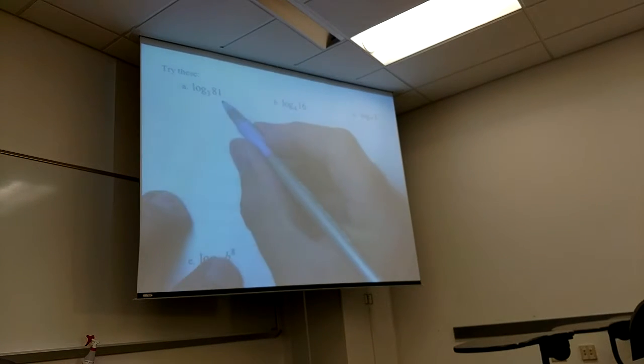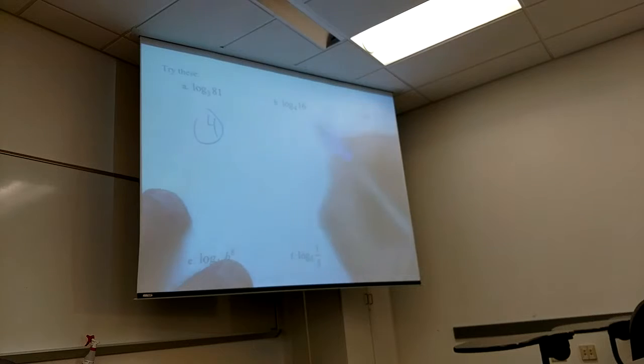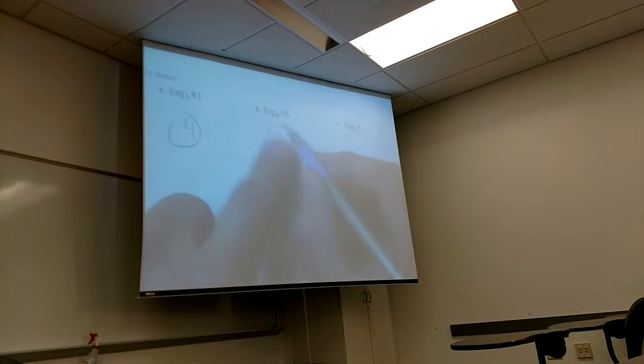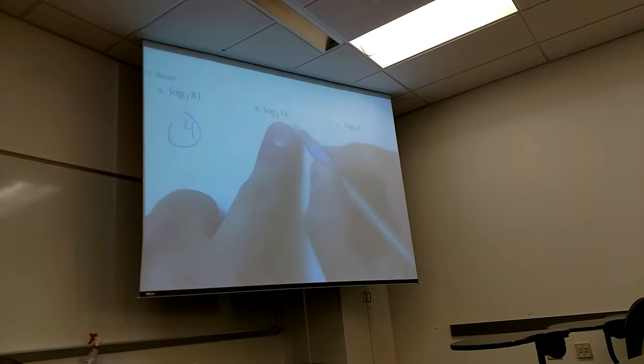So these guys, the first couple hopefully weren't too bad, once you kind of get the idea. So how many 3s multiplied make 81? 4. How many 4s multiplied make 16? 2. And another way to say this is the power that 4 needs to become 16, and that's why the answer is 2.